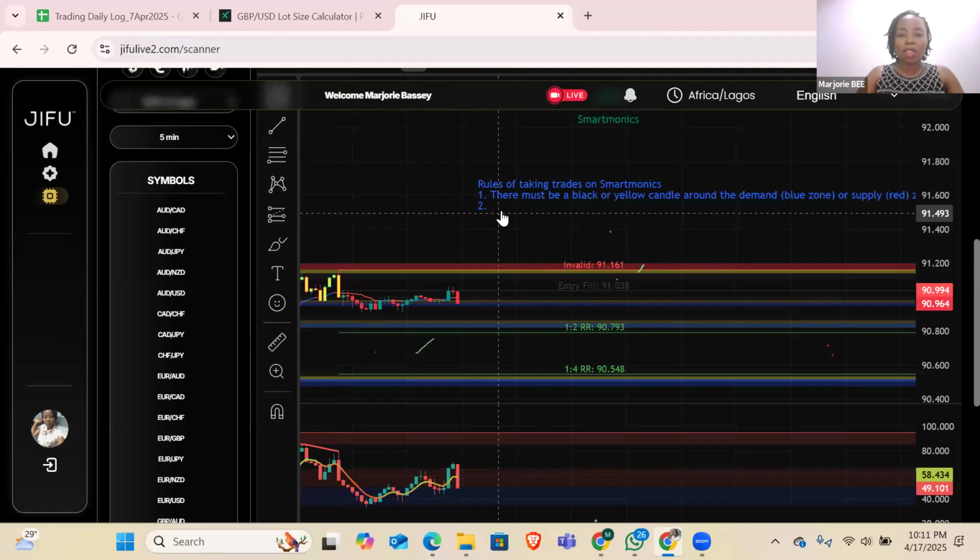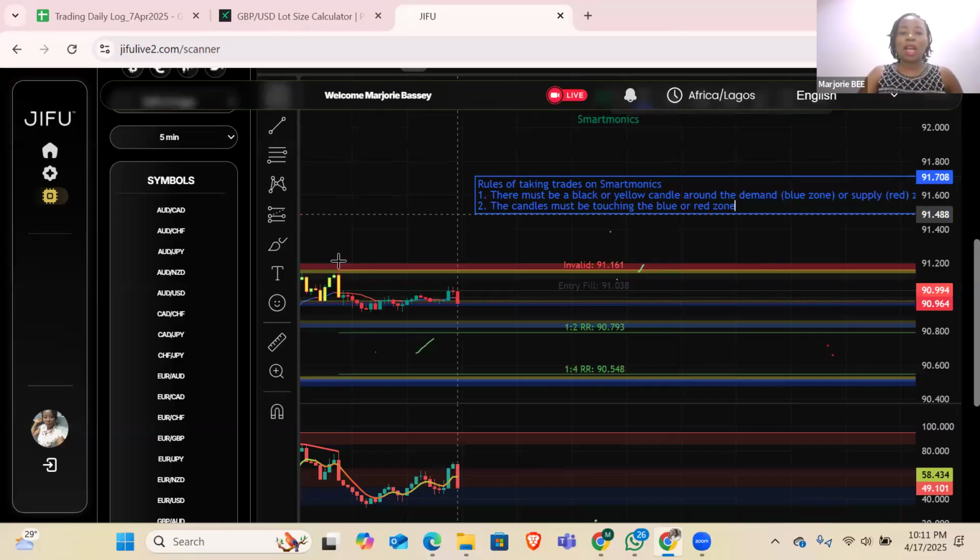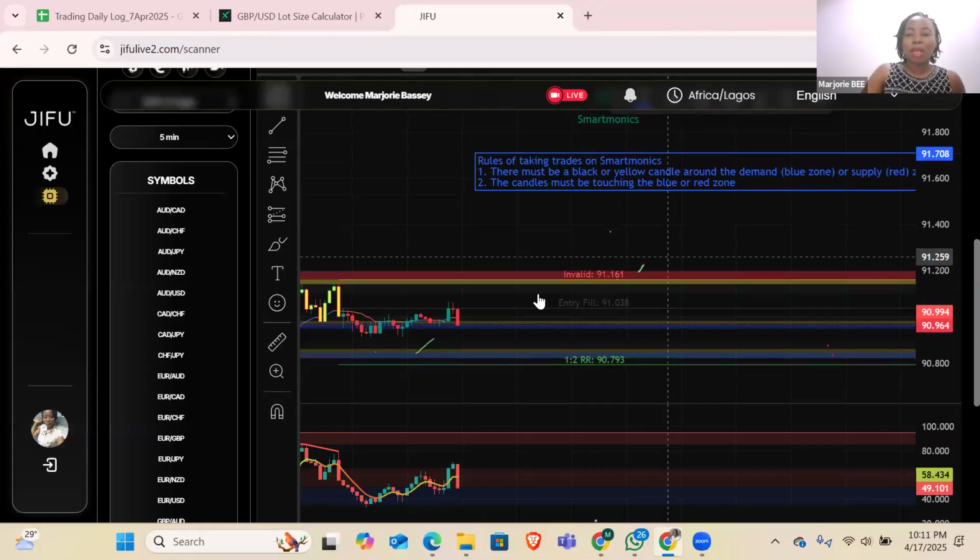Now, the second confirmation that you need is that the candle must be touching the blue or red zone. So the candle must be touching the blue or red zone. Now, this trade has come, this is where the price is. It has come to this zone already. So what we'll do is you can wait and allow this trade to pull back to entry, because it can do something like this.